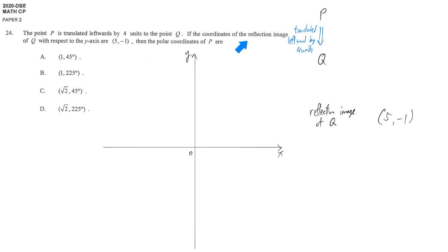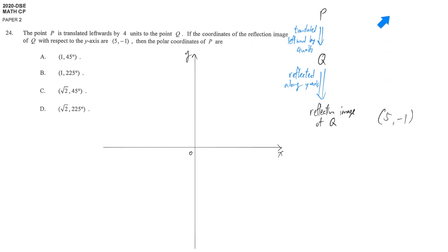And then after that, we have the coordinate of the reflection image of Q. So no longer Q, we are talking about the reflection image of Q. In this question, they don't give another letter to represent this point, but don't mix up Q and the reflection image of Q. They are 2 different points. And with respect to the y-axis, they give you the outcome of the final image as (5, -1).